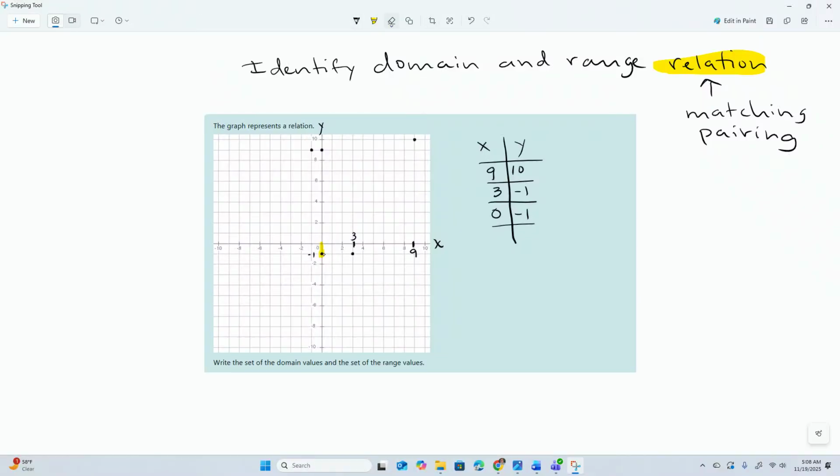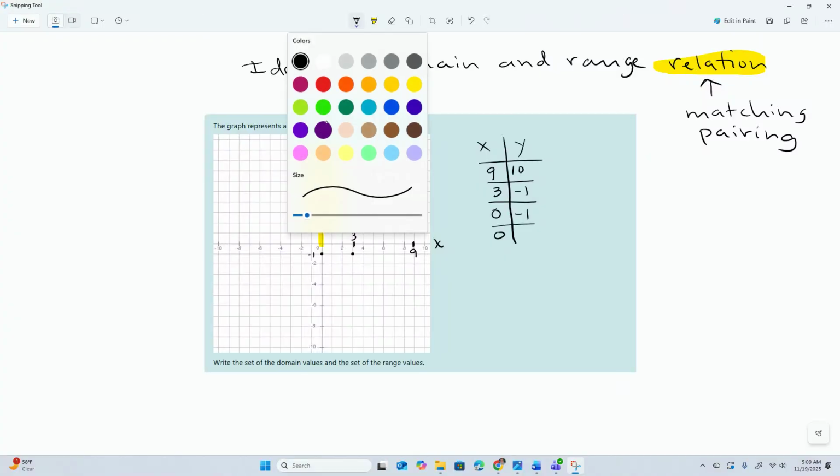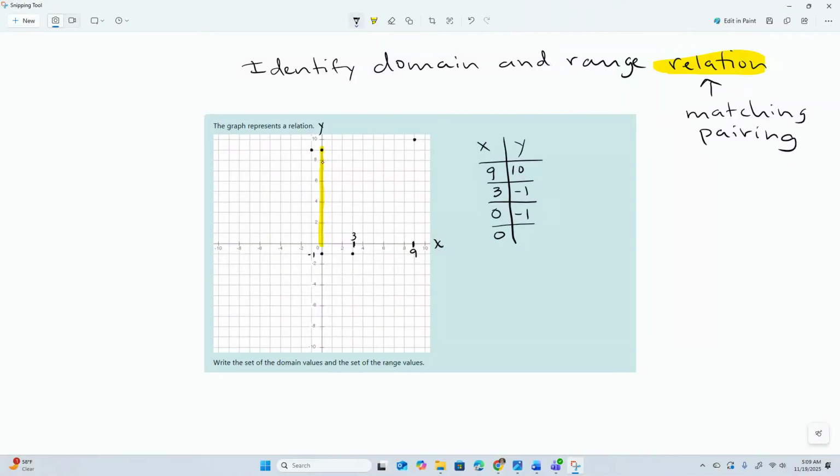Let me erase what I put in yellow. We have another dot here, right there. And that dot is matched with 0 on the X. So we have another one. And that dot is on the Y-axis. That's how we call that vertical number line. And the dot is in between 8 and 10. So that will be 9. So that will be 0, 9.